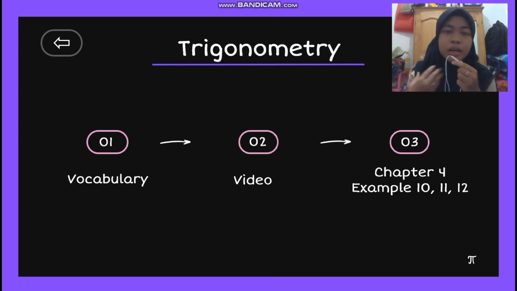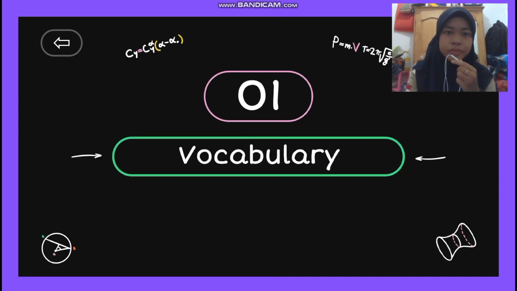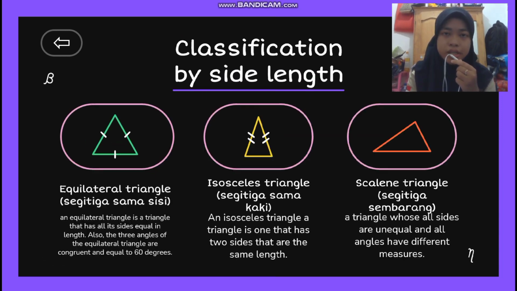And here I will explain about trigonometry, about vocabulary, video, and chapter 4, example 10, 11, and 12. At first, I will explain about vocabulary. This is a classification by side length.